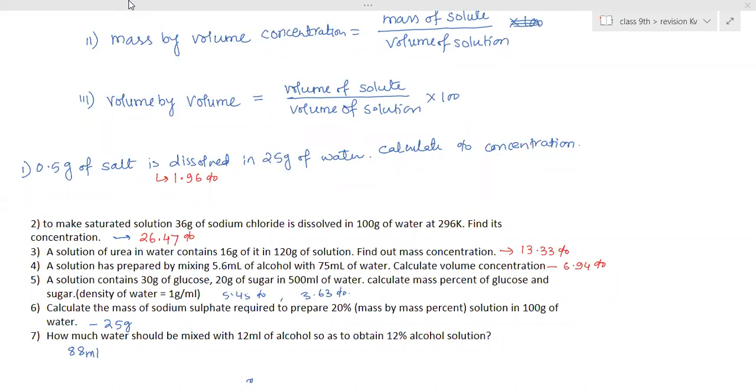Ma'am, for the sixth one, it will be 20 equals x by 100 plus x, into 100. Yes, right. Ma'am, I'm done. The seventh one's answer is 88. Yes, right. Ma'am, I've done all the questions. Okay, good.